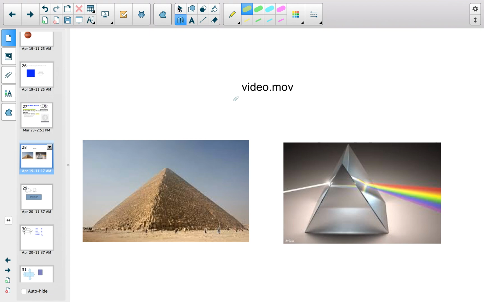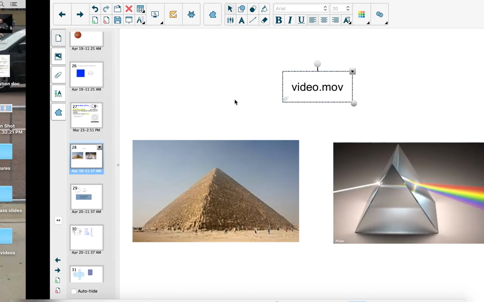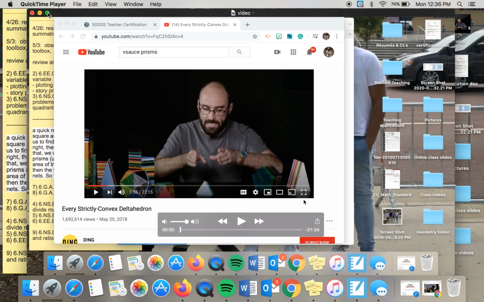Okay, so we look here, we know the pyramids of Giza. Well, you can kind of see that shape, but think about how these shapes compare to one another. Once you have an idea, I have a video here for you guys that I'd like to show. Play it for you.